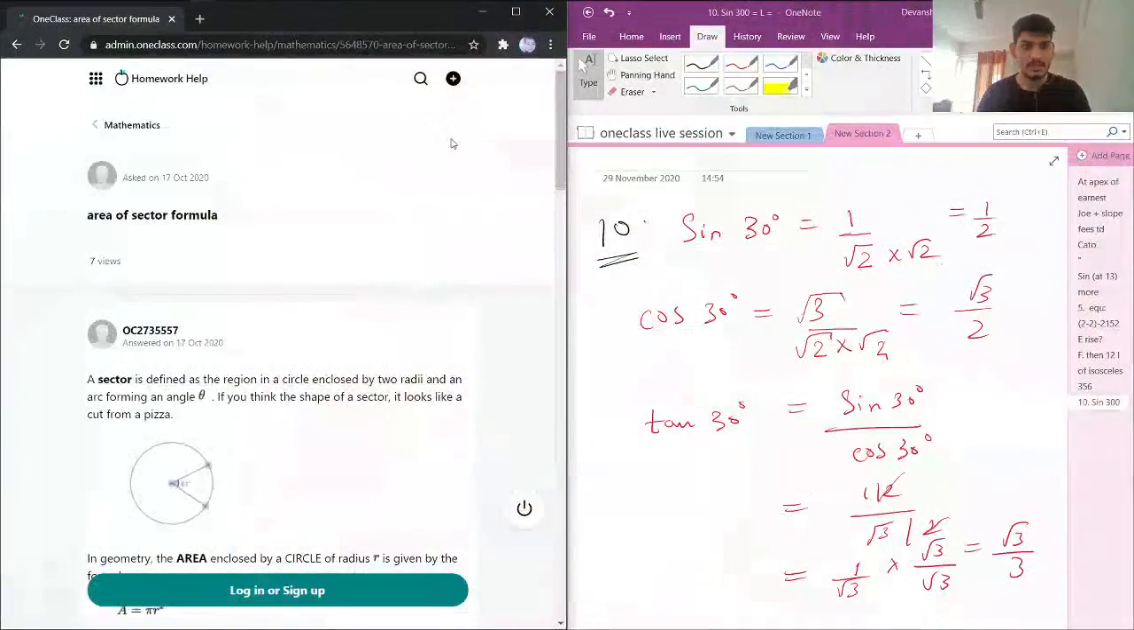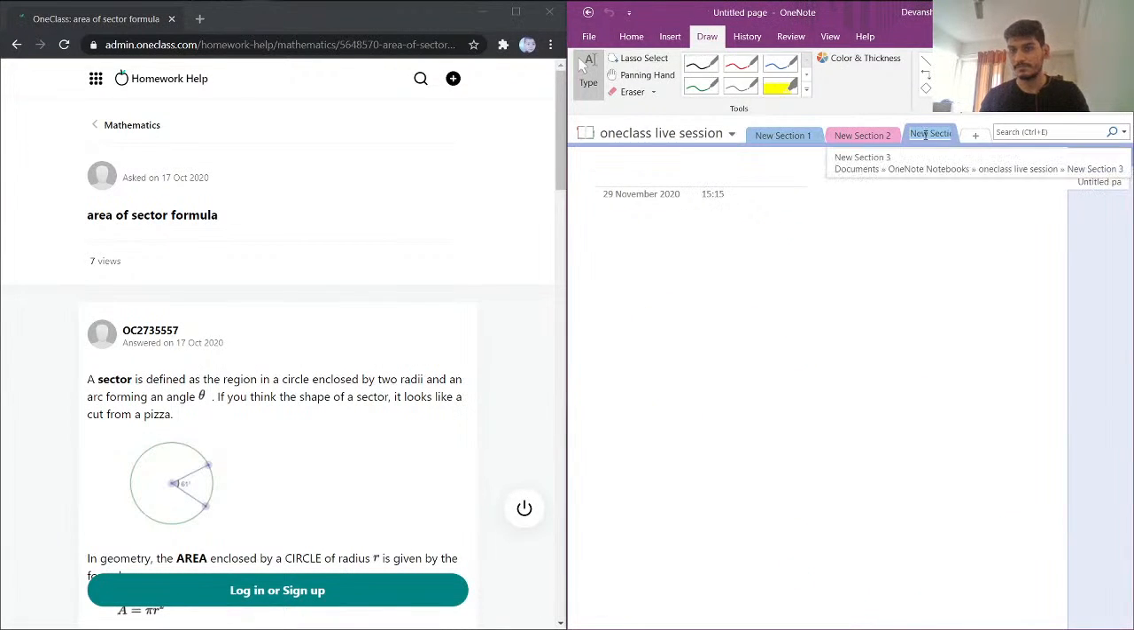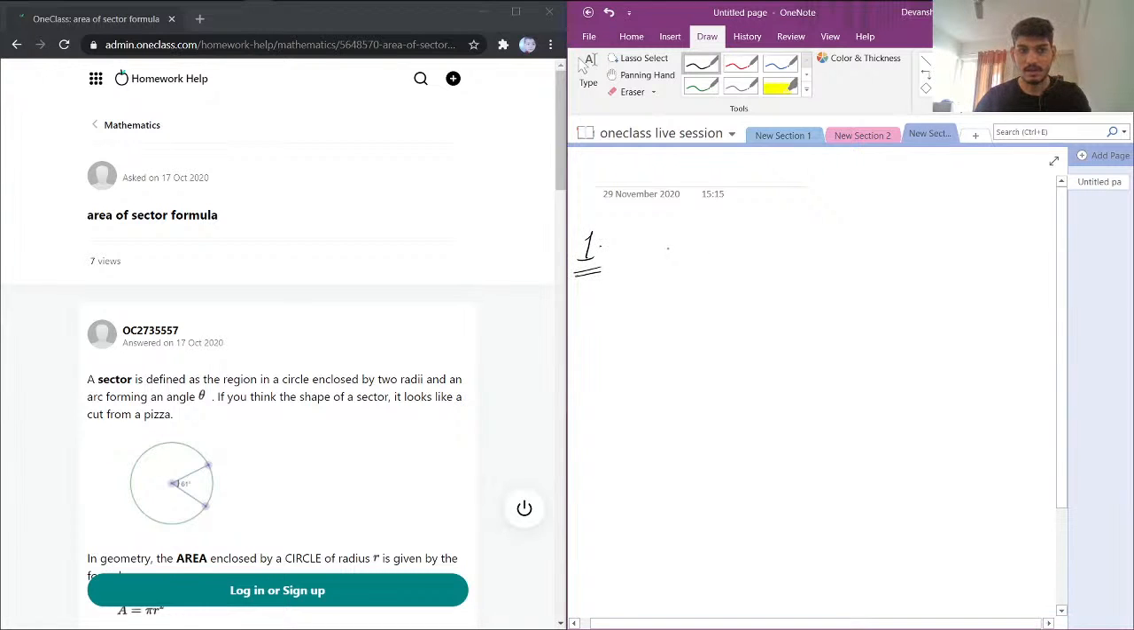We'll just start with the first question. Question number one. It is asking for the area of sector formula. So we have to find the area of a sector.